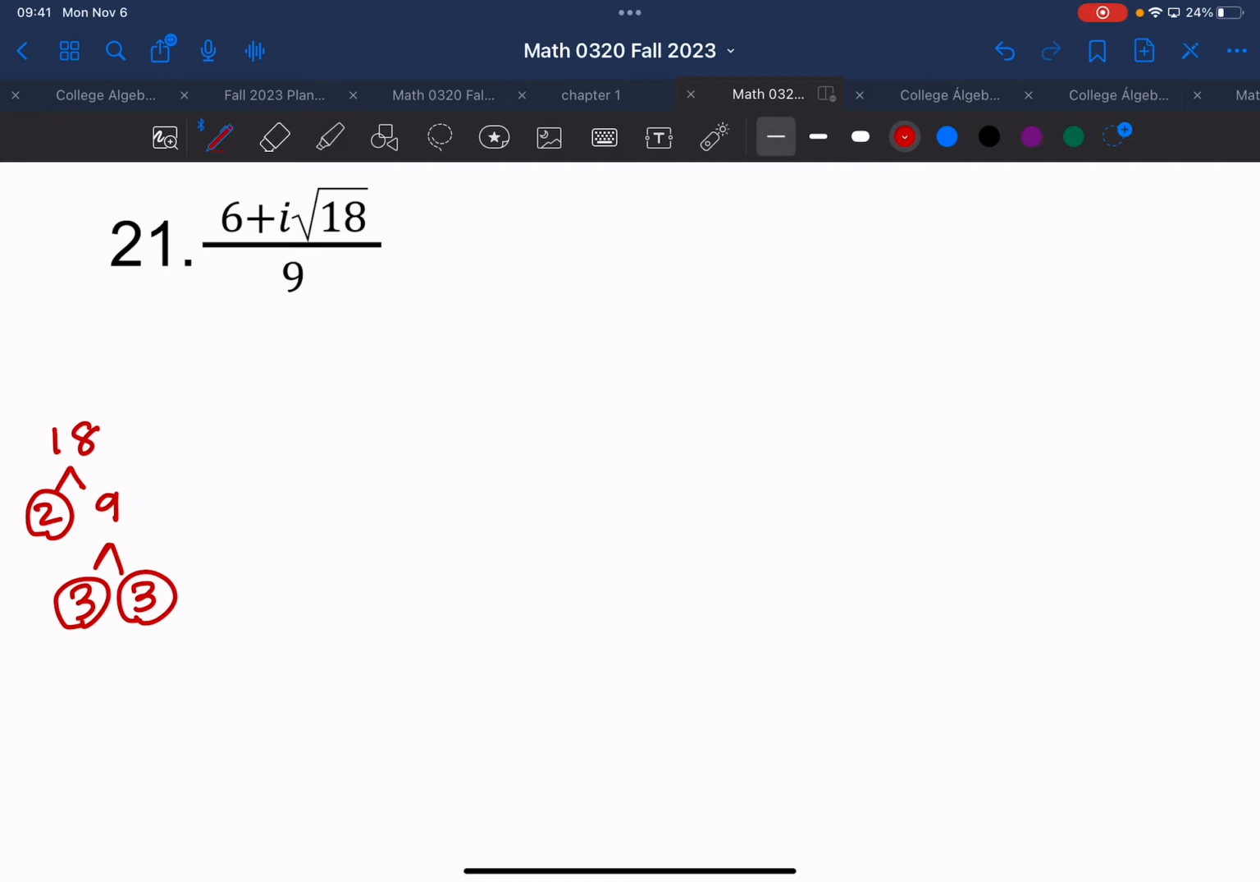Since it's the square root, I'm circling pairs of, good, so pairs of 3's. And then that means that the square root of 18 is now what? 3 square roots of 2. So I'm going to plug that in for that square root of 18. So I have 6 plus 3i square roots of 2 over 9. All I did was put that 3 square roots of 2 in for my square root of 18.